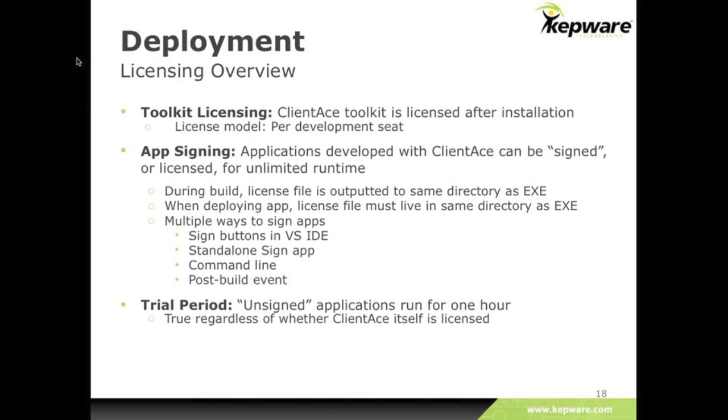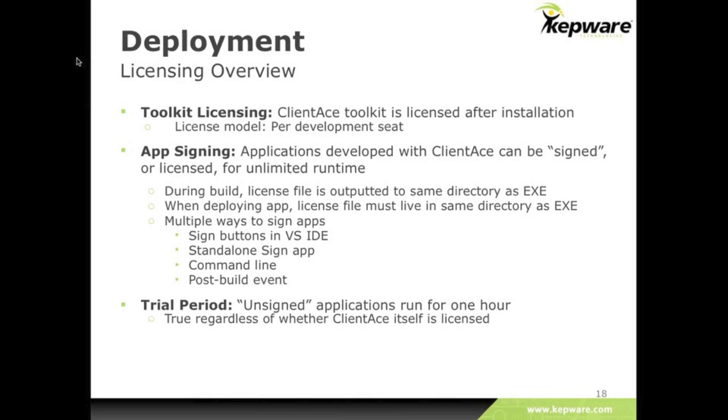The actual process of licensing your apps is what we call signing. I don't know if you noticed, but there are sign and unsign buttons in the Visual Studio IDE that I use to develop. There are a few different ways that apps can be signed, and as you can see here, signing is the process of licensing so your applications don't have a runtime limit. So what happens when an app is signed is that during the build process, a license file is outputted into the same directory as the end executable. And then when you're deploying the application, all that you need to do is make sure that the license file lives in the same directory as the executable.